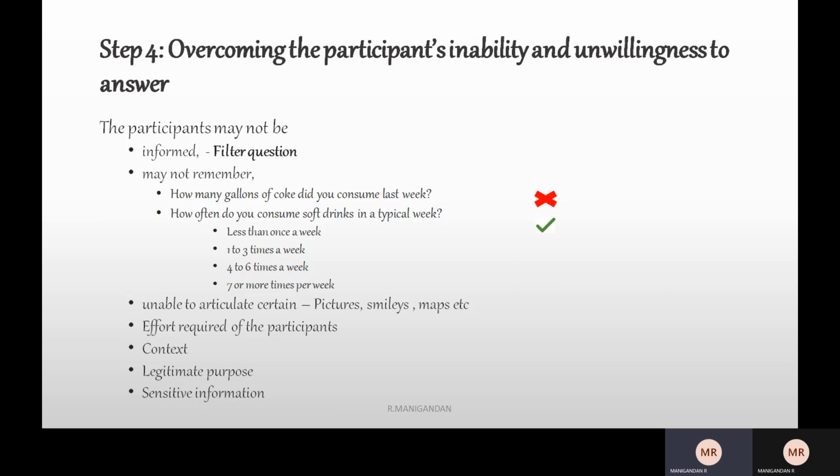So, overcoming the participant's inability and unwillingness to answer. In most situations, your target audience could not give you a proper reason or proper data. In that situation, what will you do? Whether your data will be bogus or factual data. Whatever questionnaire you prepare, it should be in a very simple and attractive manner. Then only we get sensitive information.